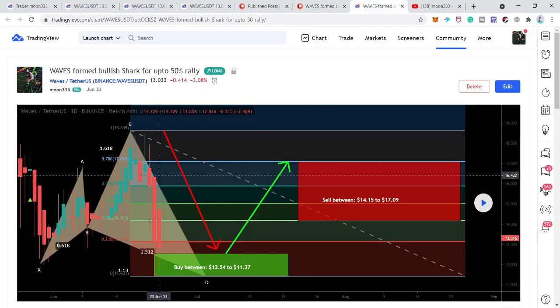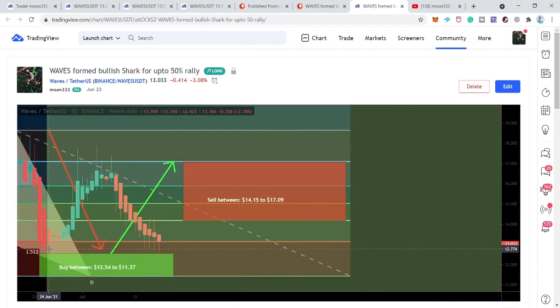Okay, here we can see that the price line on the daily time frame chart completed this shark move and entered the buying zone. And now after playing the chart, we can see that the price action rallied. This was more than 34% rally. I was expecting up to 50%, and it rallied more than 34%.